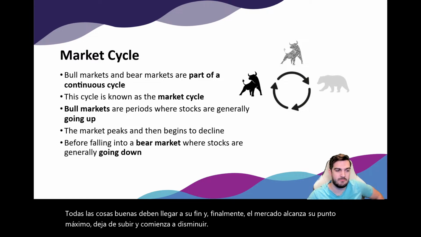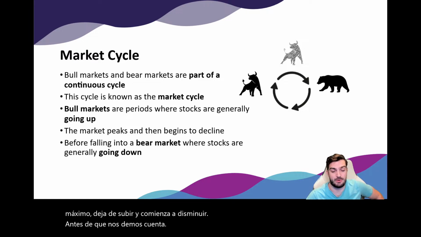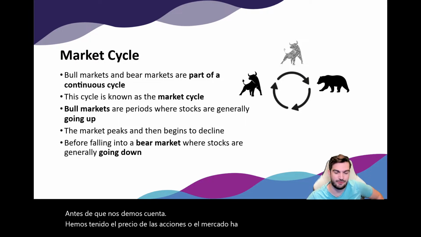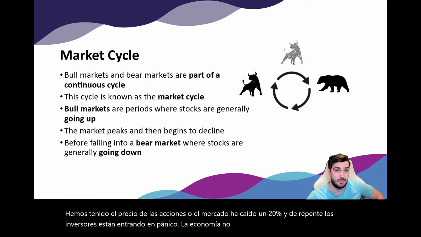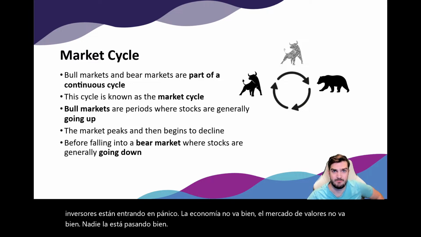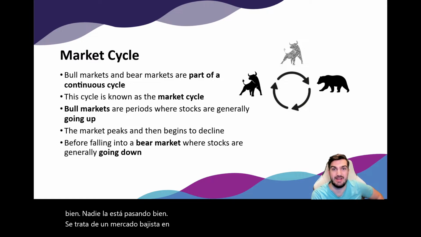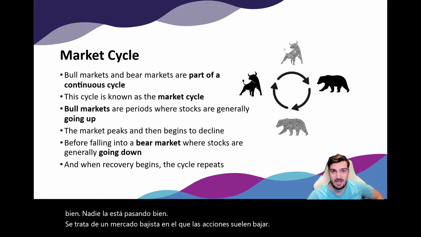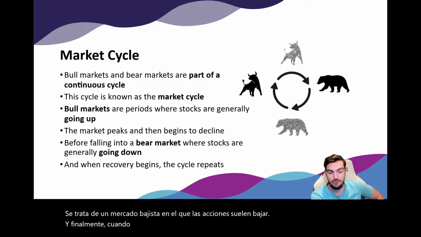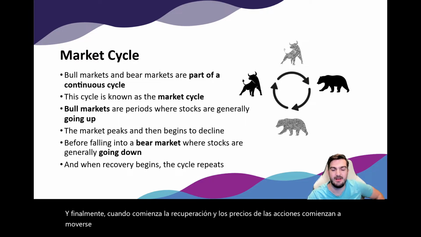Before we know it, the stock's price or the market has fallen 20%, and all of a sudden investors are panicking. The economy's not doing well, the stock market's not doing well, no one's having a good time. This is a bear market, where stocks are generally going down. And then finally, when recovery begins and stock prices begin to move in a positive direction again, the whole cycle repeats again. This is not something I invented.